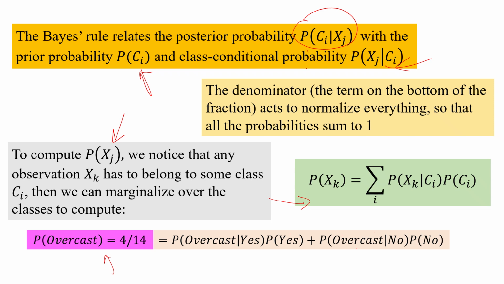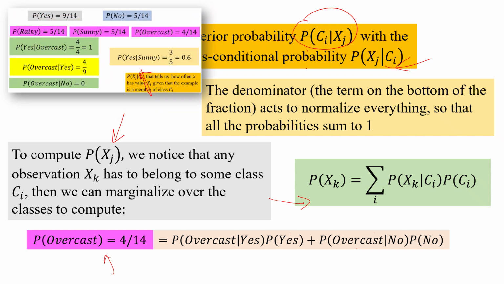We can just verify from the previous slide solutions. Of course, we have given out these values here also. Okay, so we get P(overcast) equals 4 by 14 by putting the values from here.